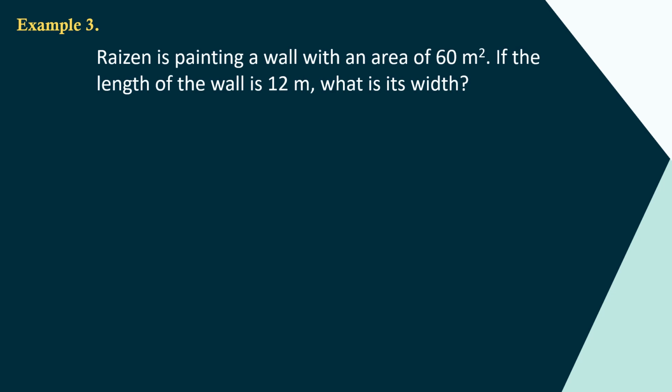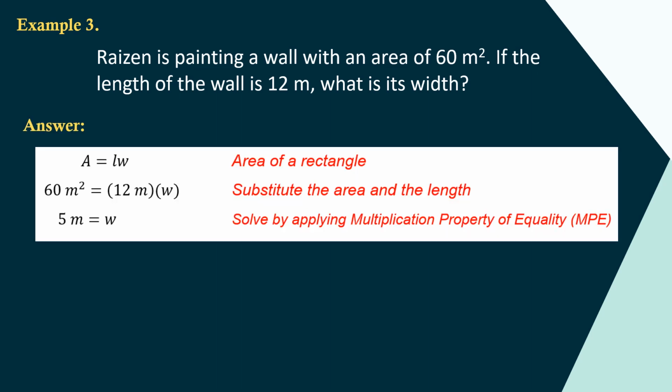Let us now have example number 3. Ryzen is painting a wall with an area of 60 meters squared. If the length of the wall is 12 meters, what is its width? So notice that we are given here a rectangle. So we need to find the area of a rectangle, which is given as A equals length times the width. But the area is given as 60 meters squared and the length is 12 meters.